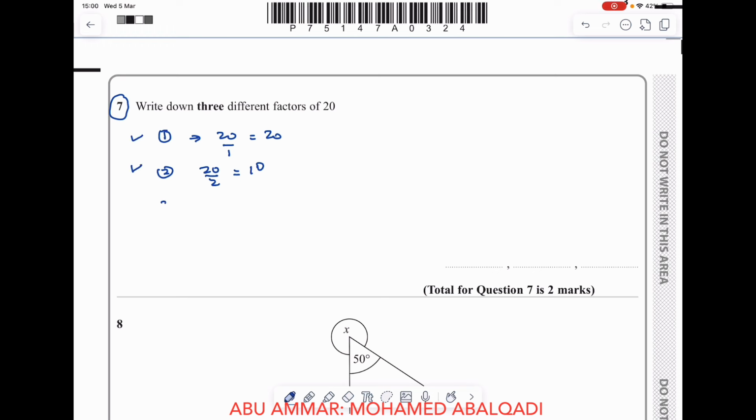We move to the next number, which is 3. Does 3 divide exactly into 20? No. We move to the next number, which is 4. Does 4 divide exactly into 20? 20 divided by 4, yes, it gives 5. So we can see 4 is a factor of 20. So we have our three different factors of 20, which are 1, 2, and 4.